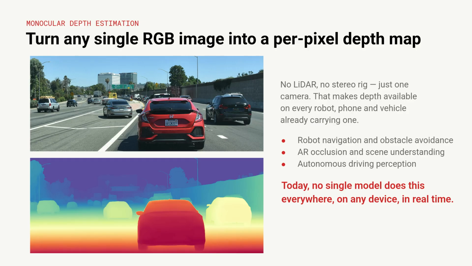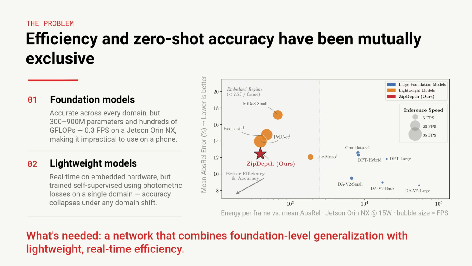Monocular depth estimation takes a single RGB image and predicts how far away each pixel is. No LiDAR, no stereo camera, just one image. This is useful for robotics, augmented reality, and autonomous driving, where depth needs to be estimated quickly and directly from the camera. The challenge is a trade-off.